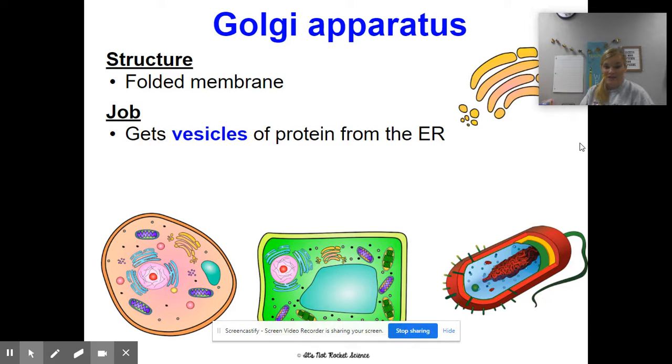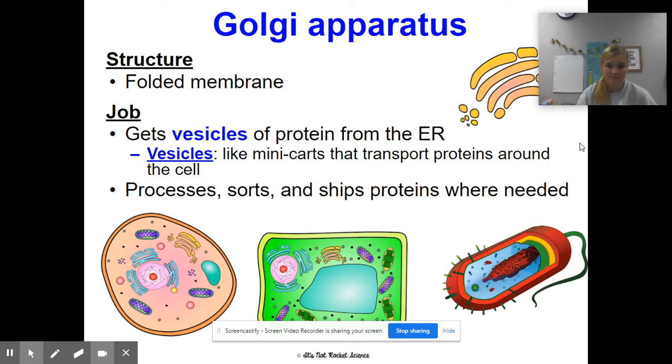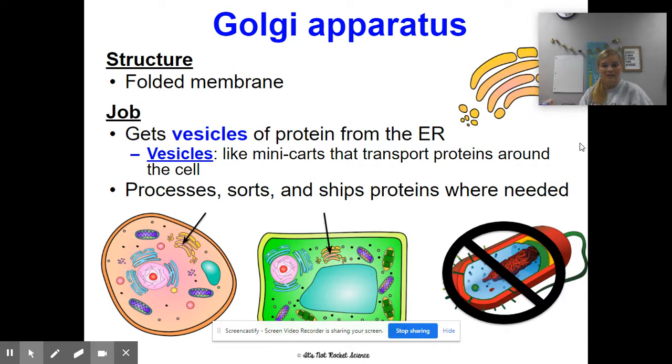And its job is to get vesicles of protein from the ER. Now, vesicles are like little vehicles. So they're like mini carts and they transport proteins around the cell. So they get proteins from the endoplasmic reticulum and they take them to the Golgi apparatus. And then the Golgi apparatus is kind of like your shipping center. So it processes, sorts, and then sends the proteins on wherever they are needed. And these are found in our eukaryotic cells, or our animal and plant cells, but not bacteria.